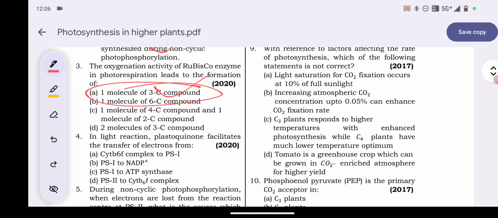Explanation. Now in photorespiration, the oxygenation activity of Rubisco enzyme produces 1 molecule of 3 phosphoglycerate PGA and 1 molecule of 2 phosphoglycerate 2PG. A 3 carbon chemical is 3 phosphoglycerate, while a 2 carbon compound is 2 phosphoglycerate. That's why option A is the answer.